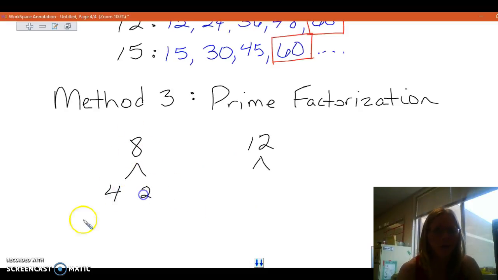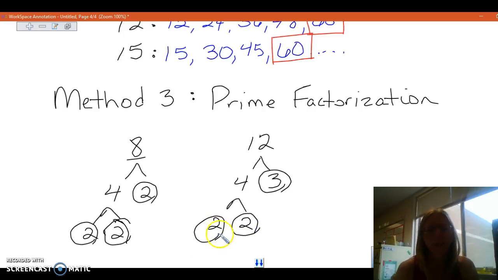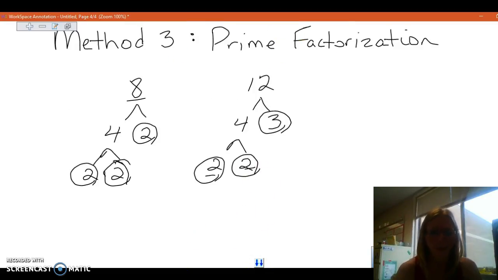So 8, when we use that factor tree, we get 2 times 2 times 2. Again, we have to keep going until we get all those primes in order to create the product of 8. 12, well, 4 times 3 is a possibility. Everybody's factor tree might look different, but in the end, we're going to get the same prime numbers if we do it properly. To utilize prime factorization to find the least common multiple, here we go.